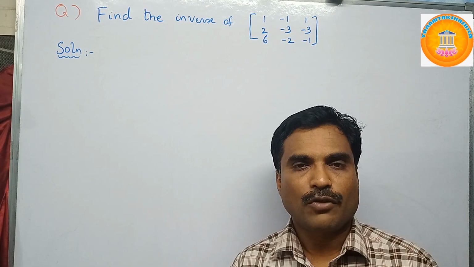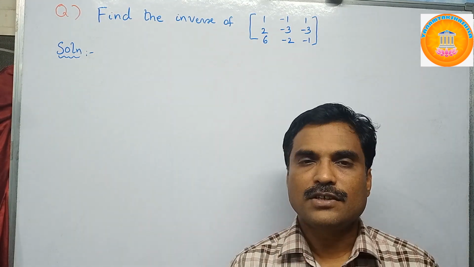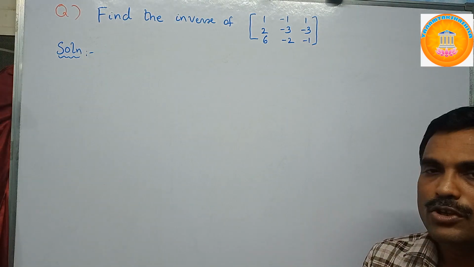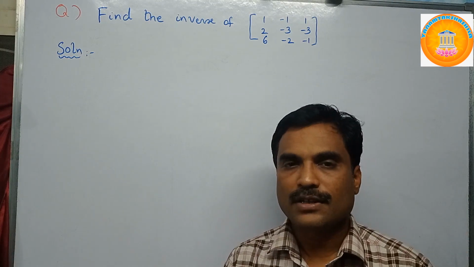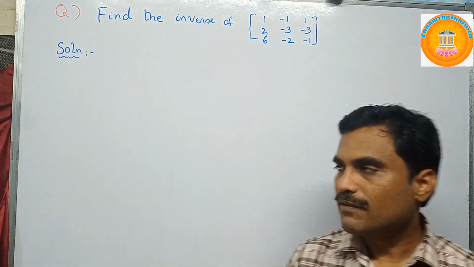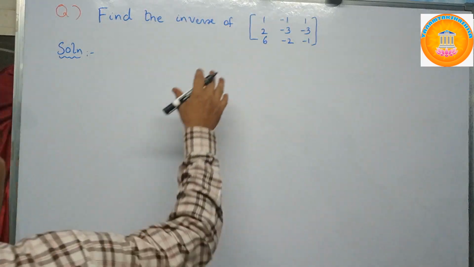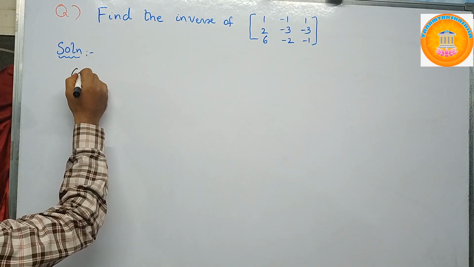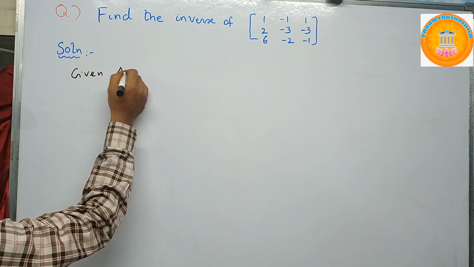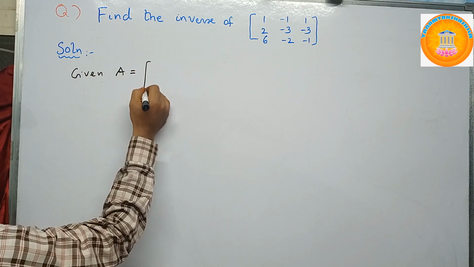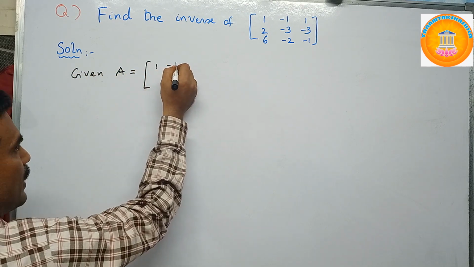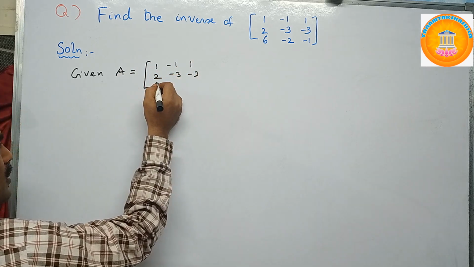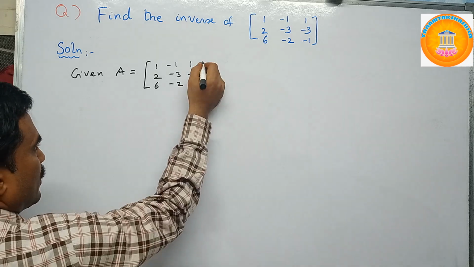For this we need to use the formula, that is A inverse equal to 1 by determinant of A into adjoint A. So first you need to find the determinant of this matrix and then adjoint A to get the inverse of this matrix. As I told you before, step number 1, first you have to write the given matrix. So given A equal to [1 -1 1; 2 -3 -3; 6 -2 -1].